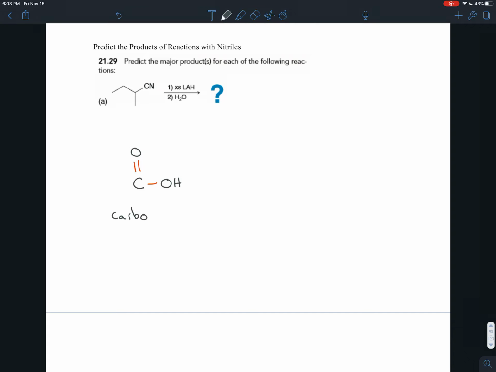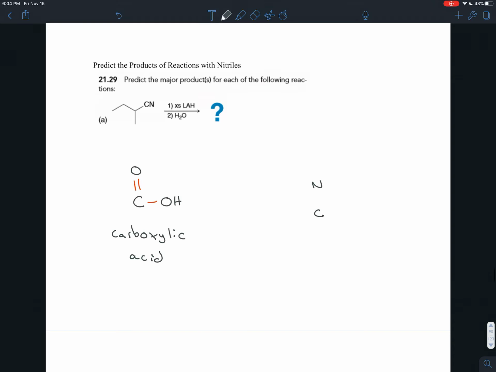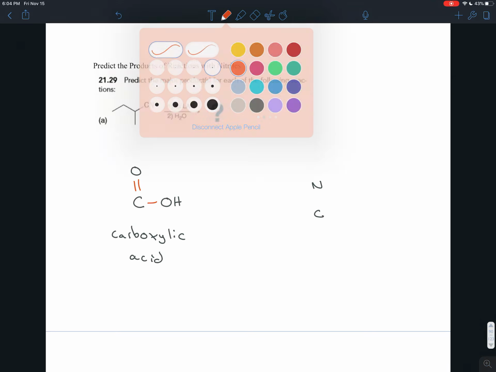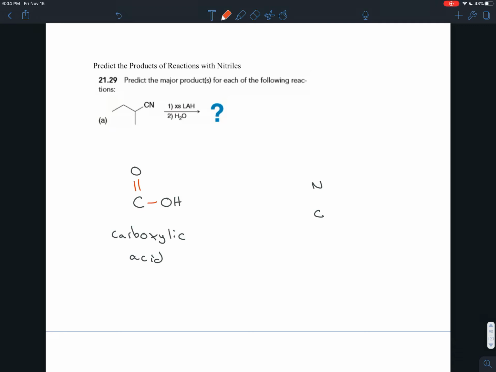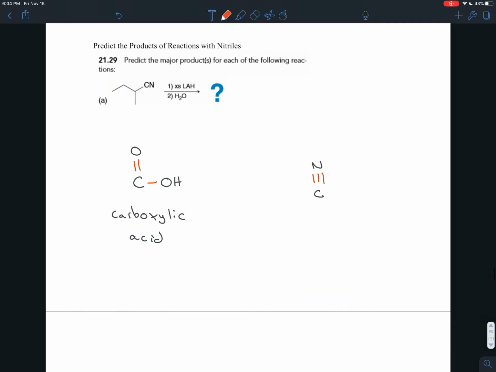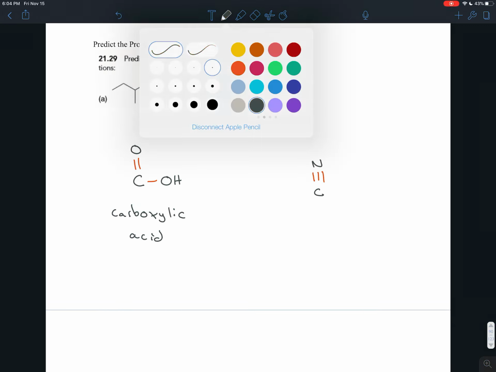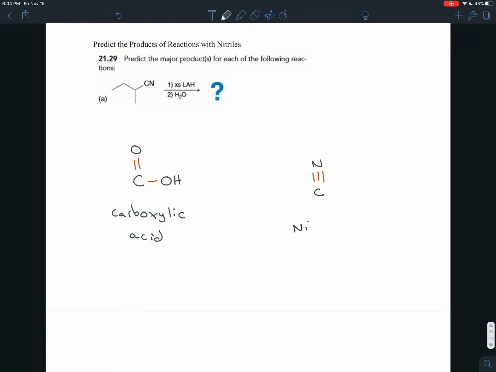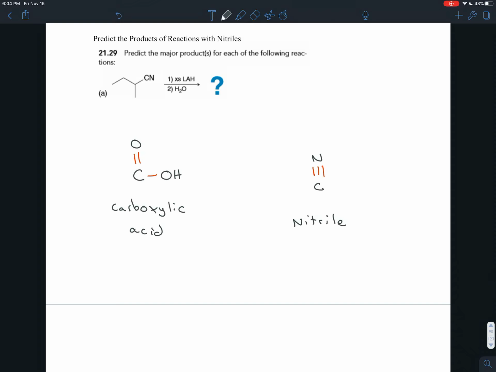So this is a carboxylic acid. Now a nitrile is where you have a carbon with 3 bonds to an electronegative element, but the electronegative element is not oxygen, it's nitrogen, and all 3 bonds are to just 1 nitrogen. And that is a nitrile when it's incorporated into a carbon chain.